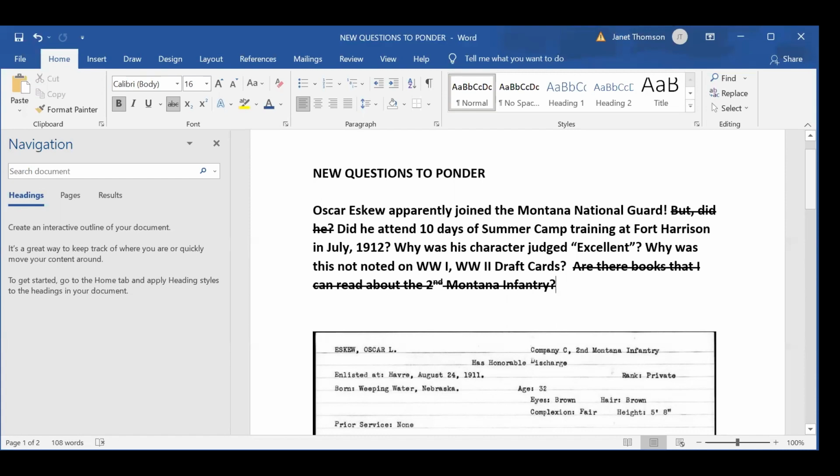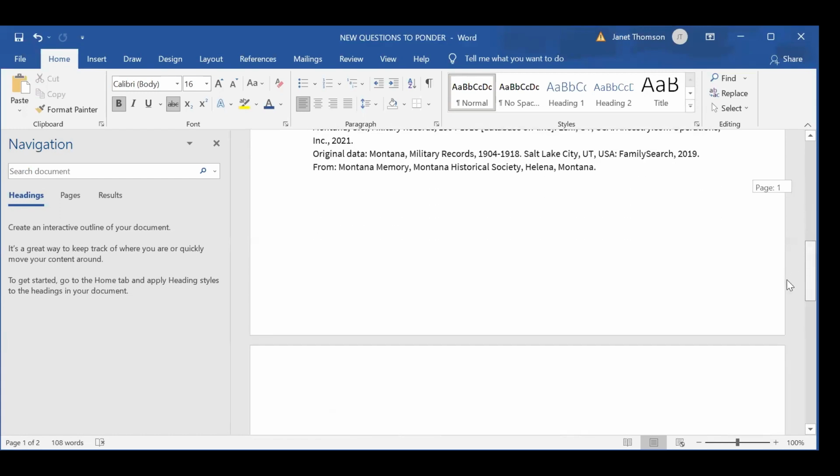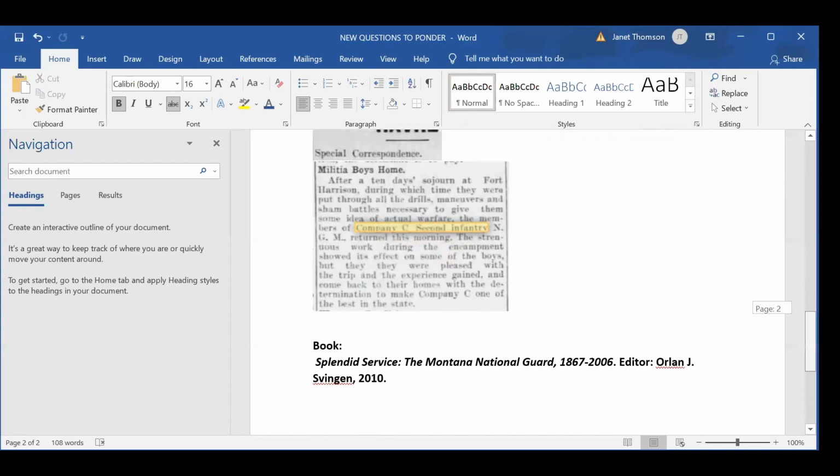What's interesting is he has a World War I and a World War II old man draft record. This is never mentioned. My siblings know nothing about this. I've been looking for things. I found the military boys coming home in a Great Falls Tribune record on July 26, 1912: Company C, 2nd Infantry, returned this morning. But they didn't list the guys, doggone it. So I'll have to go down to Helena to see if I can find that.